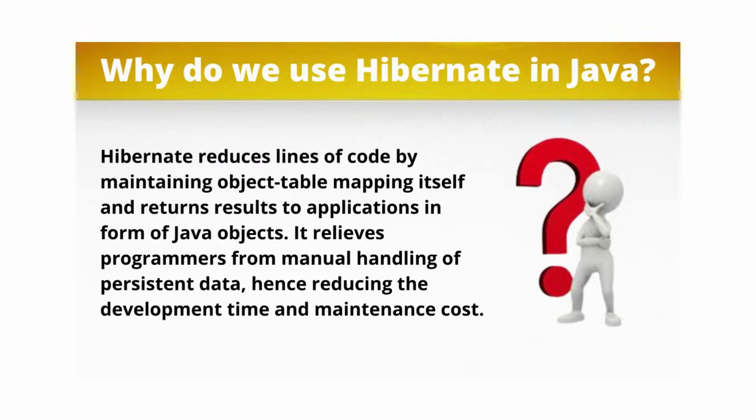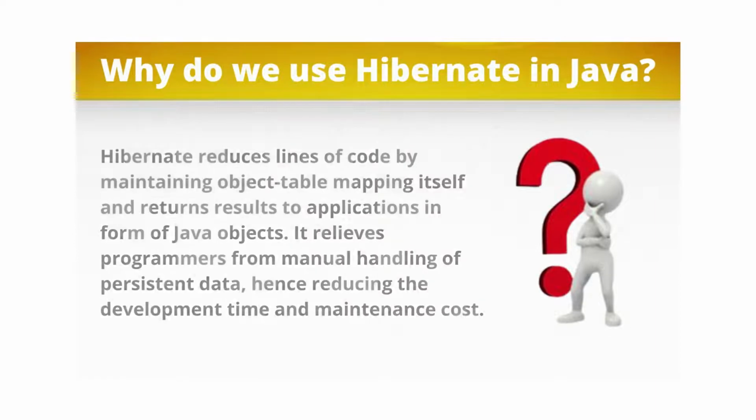Why do we use Hibernate in Java? Hibernate reduces lines of code by maintaining object-table mapping itself and returns results to applications in the form of Java objects. It relieves programmers from manual handling of persistent data, hence reducing the development time and maintenance cost.